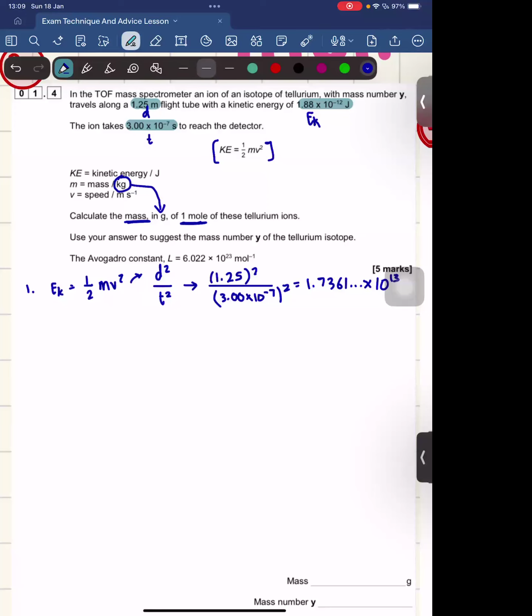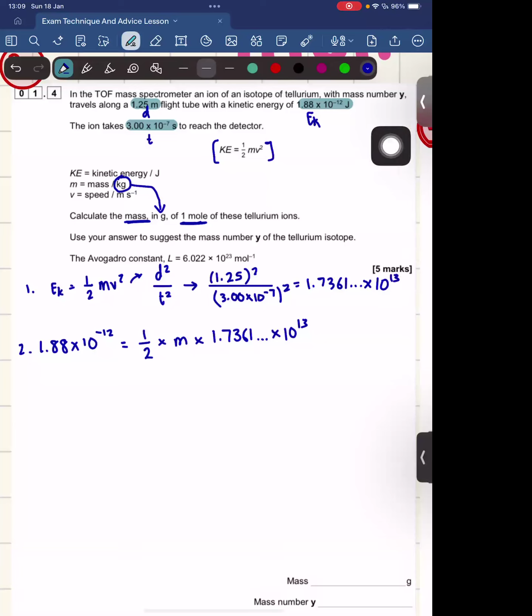So number 2, we know our EK is 1.88 times 10 to the minus 12, and KE and EK are the same thing. It's just put differently. So that equals half times m, which is what we need to find out, times 1.7361 dot dot dot times 10 to the 13. From here, it's fairly straightforward in the sense that you need to make sure you're rearranging this equation to isolate that m, because that's what we're trying to find.